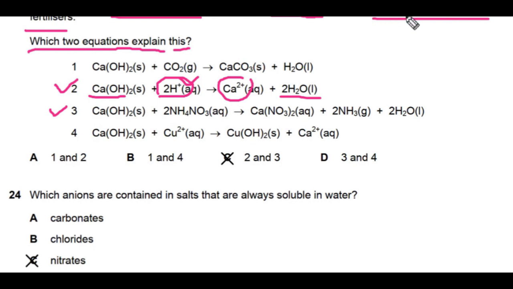But it also reduces the efficiency of fertilizers. That means when calcium hydroxide reacts with ammonium nitrate, calcium nitrate, ammonia and water are formed. So ammonia gas is produced, and the gas will escape. That's why the fertilizer's efficiency will decrease.